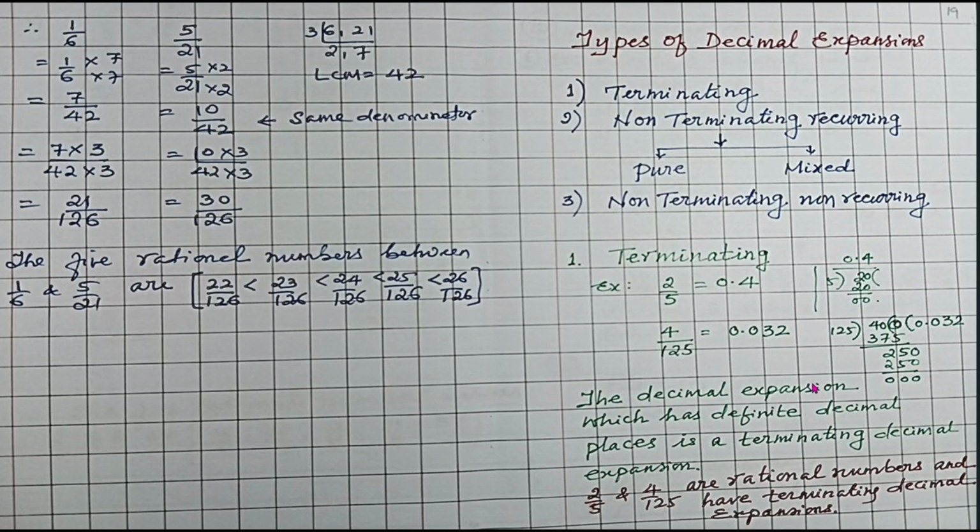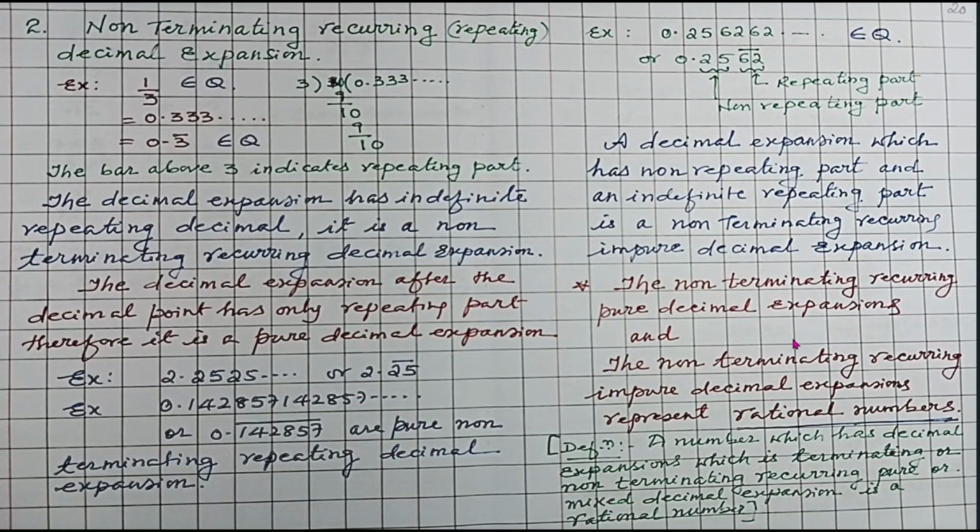So remember, the decimal expansion which has definite decimal places, 3 places here, 1 place here, is called a terminating decimal expansion, and therefore 2 by 5 and 4 by 125 have terminating decimal expansions. And very interestingly, 2 by 5 is a rational number, 4 by 125 is also a rational number. Therefore rational numbers have decimal expansions which are terminating decimal expansions. Please remember that.